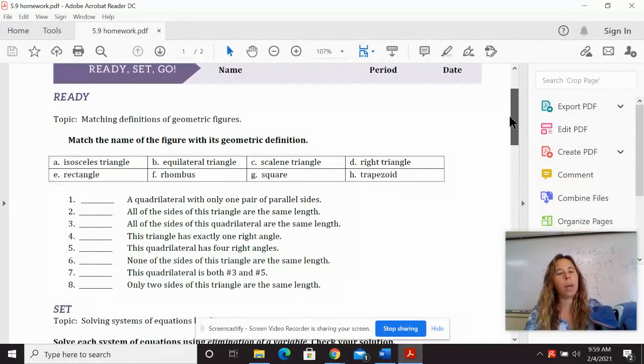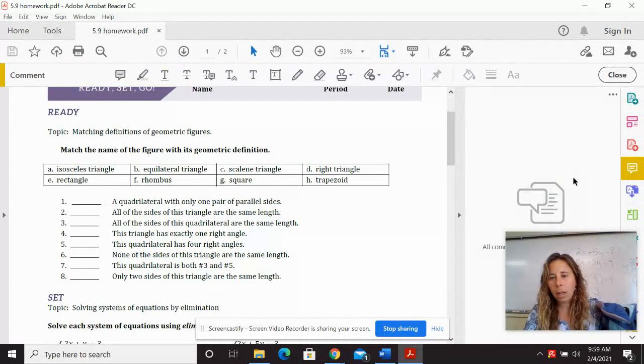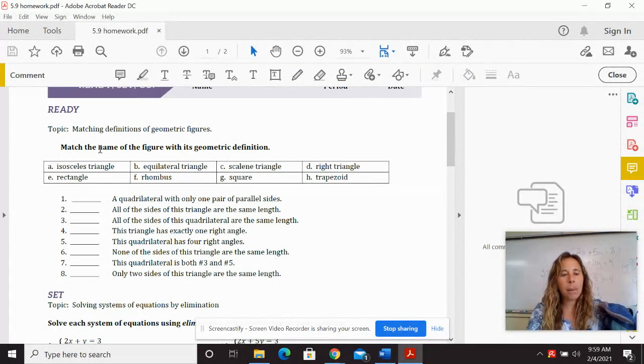All right, so here we go. We have not gone over this yet. It might be in your brain somewhere, but if you don't remember, that's okay. It's just trying to get us ready for the next chapter. So match the name of the figure with its geometric definition, right? So that you have 8 different geometric figures, 8 different shapes.